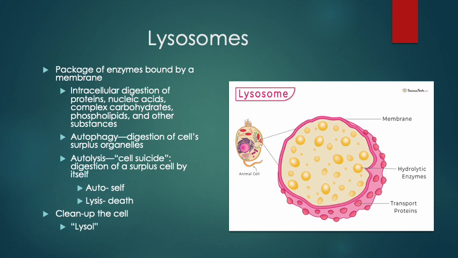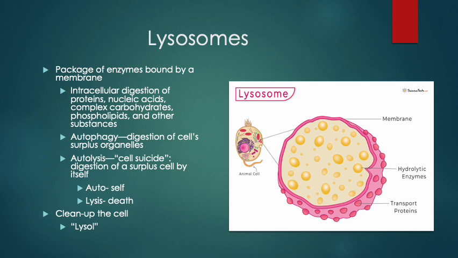So now we have lysosomes. Lysosomes are packages of enzymes bound by a membrane. They are intracellular and they aid in digestion of proteins, nucleic acids, complex carbs, phospholipids, and other substances. Lysosomes can also perform autophagy, which means that it can digest parts of the cell that it is in that are not needed. And it can perform autolysis, which is cell suicide. It's when the cell purposely kills itself because there are too many of it or something is wrong with it.